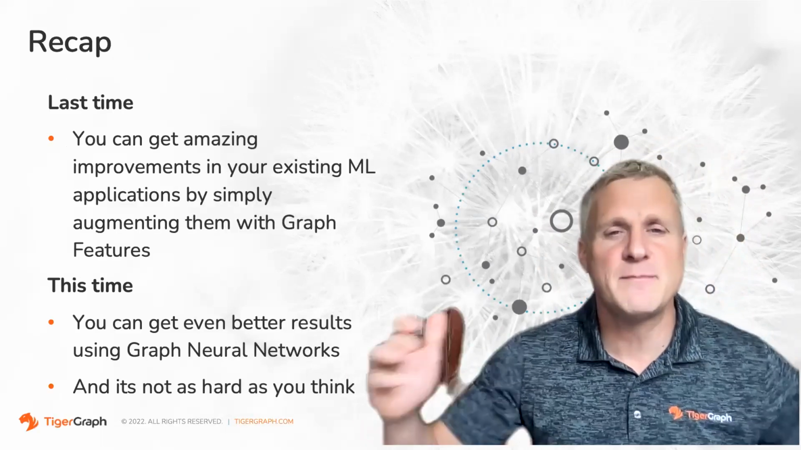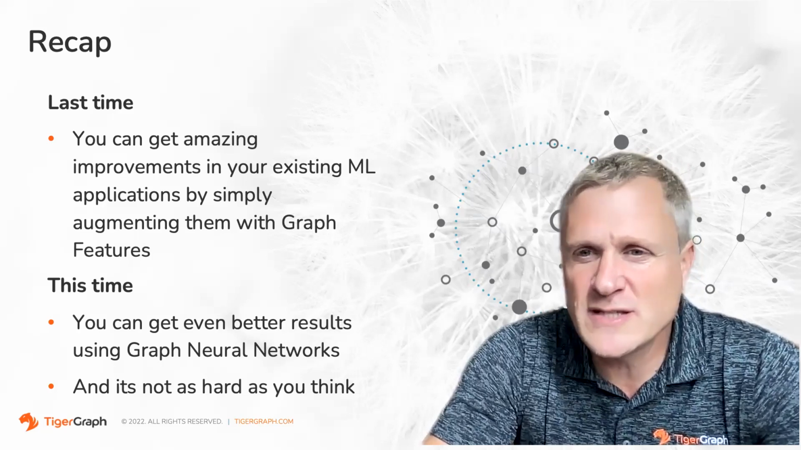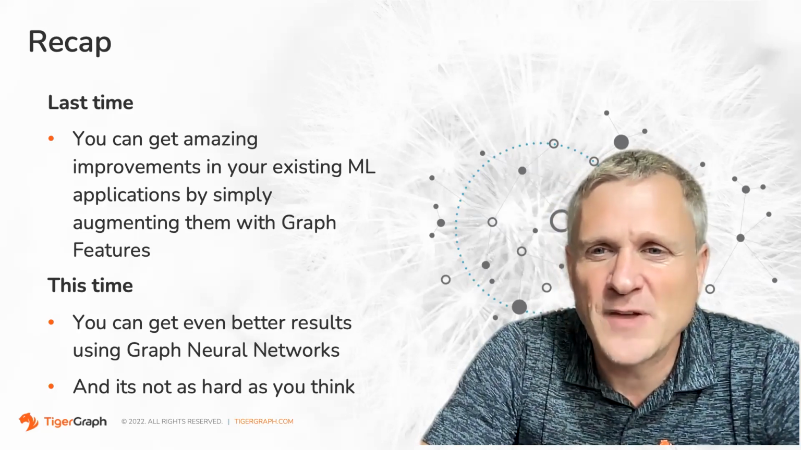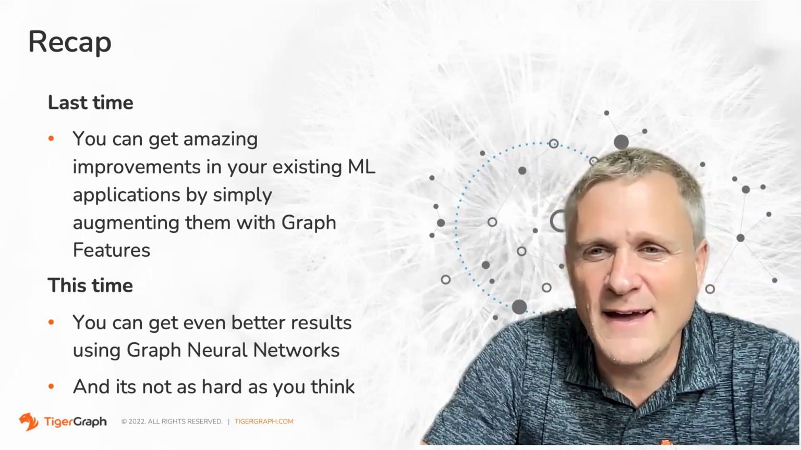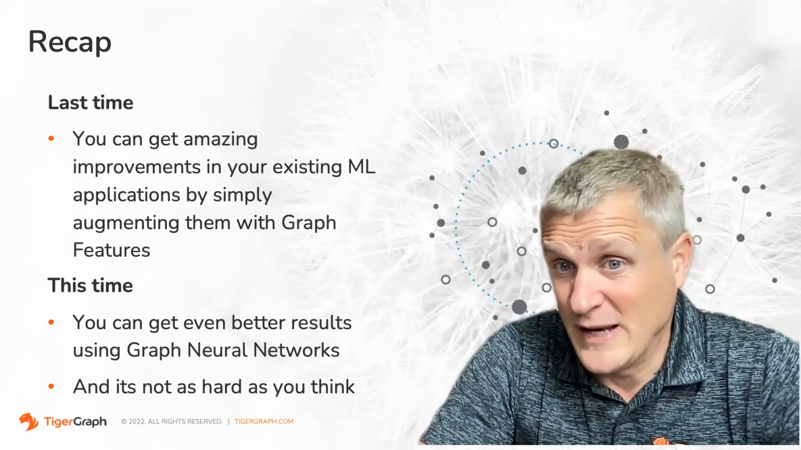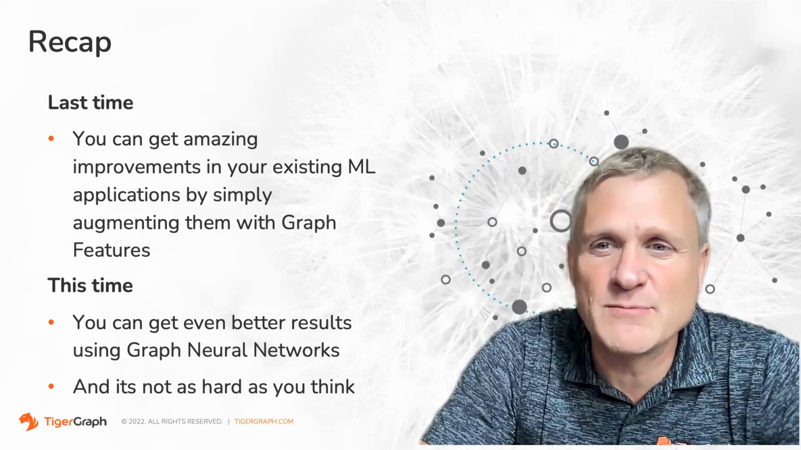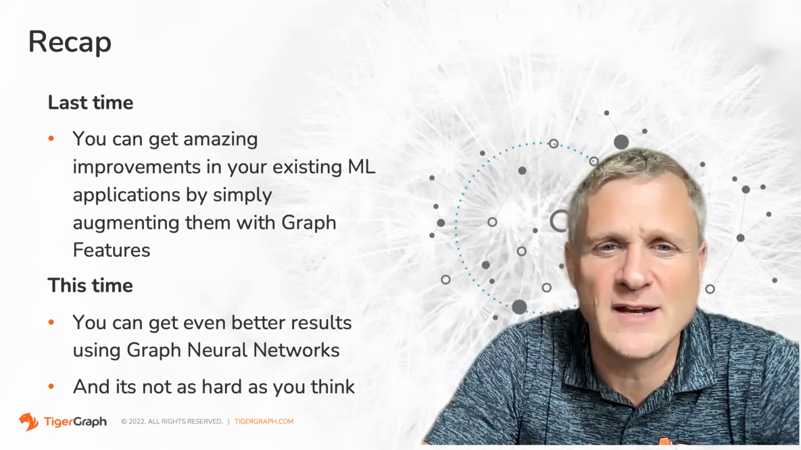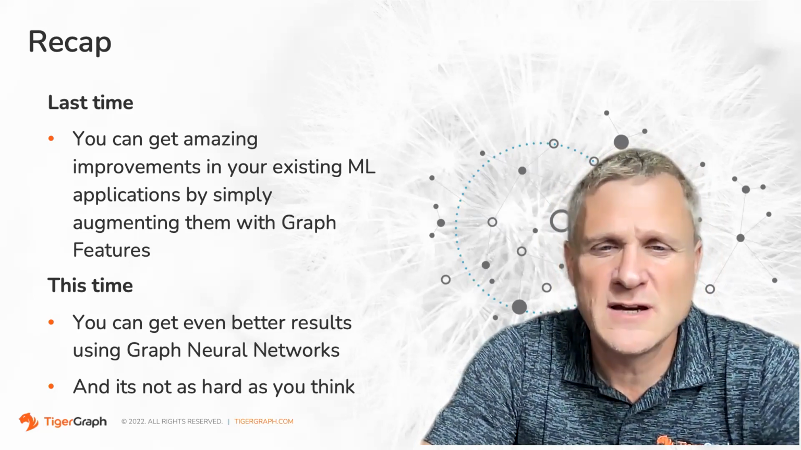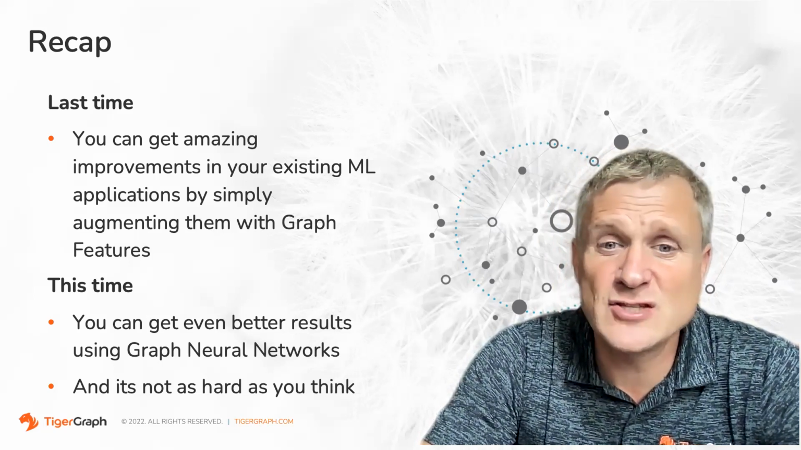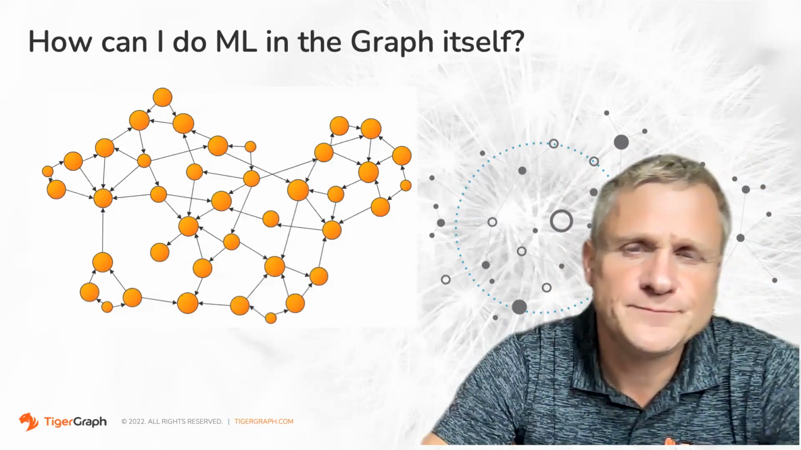Okay, so last time we talked about the amazing improvements in your existing machine learning applications through augmenting them with graph features, right? So this is a quick win. It's not massively intellectually satisfying, but I think that your finance director or CFO will be pretty pleased with the results, and a way that you can perhaps persuade them to invest more in this because you can show them quick early wins, right? There's nothing like that. But this time we're going to talk about how you can get even better results with graph neural networks, right? And it's not as hard as you think. So let's get going.